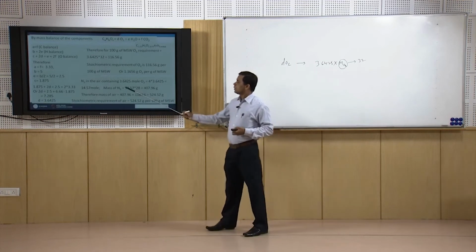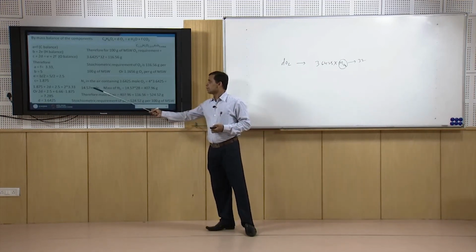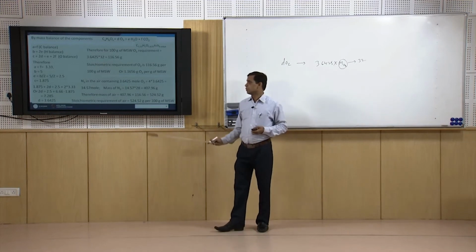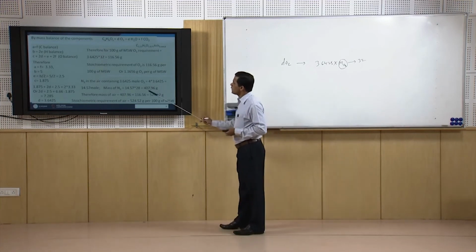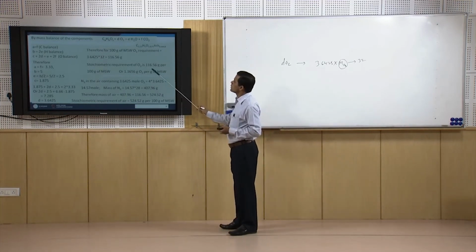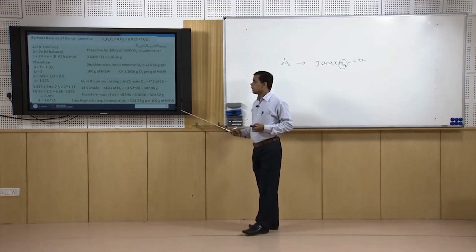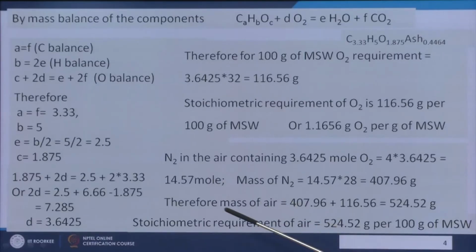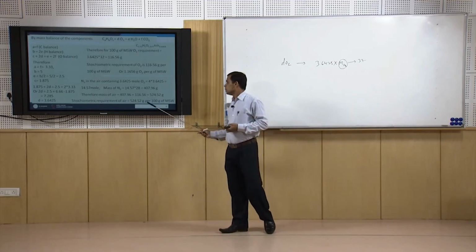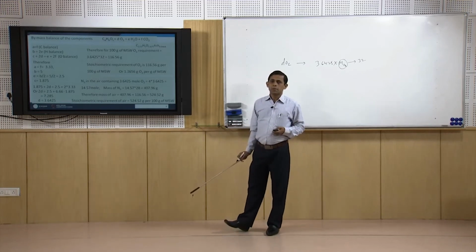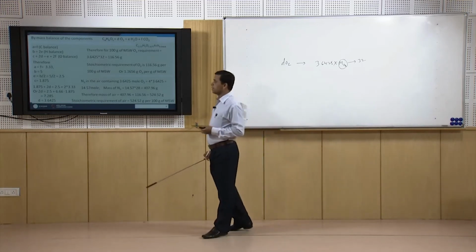So the mass of nitrogen will be how much? Molecular weight of nitrogen is 28, so 14.57 into 28, and we get 407.96 gram. So this much nitrogen and this much oxygen is required. What is the total mass? The total mass of air is equal to 407.96 plus 116.56, that is equal to 524.52 gram. So the stoichiometric requirement of air is 524.52 gram of air per 100 gram of MSW. This is the second part of the problem.